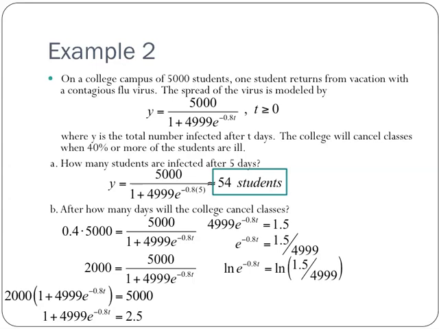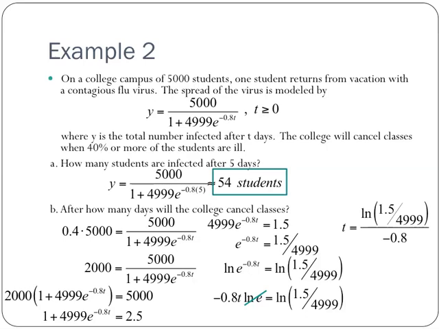Move the negative 0.8t out in front. Ln of e cancels. And get t by itself, so divide that by negative 0.8. Okay, putting that entire thing into the calculator, we should get that the approximate amount of time that it takes is about 10, so 10 days.